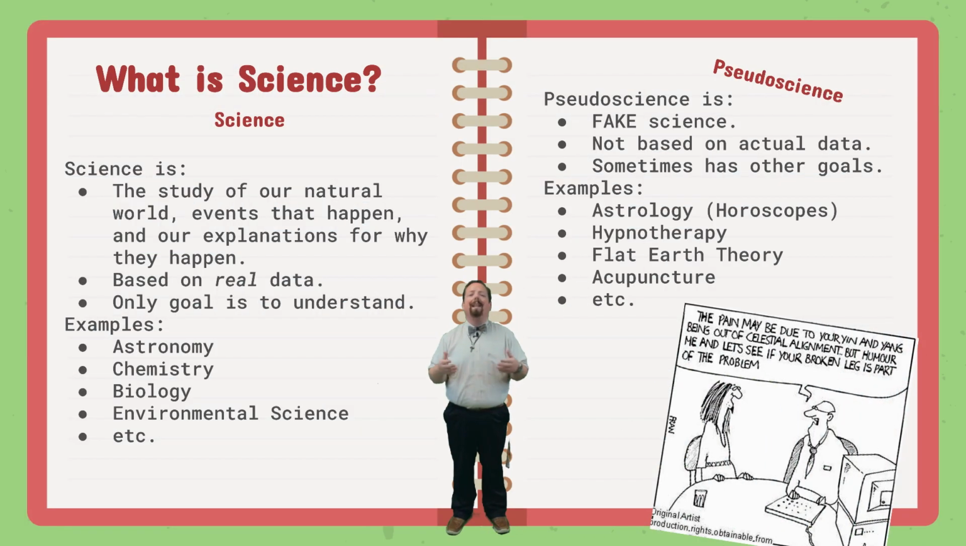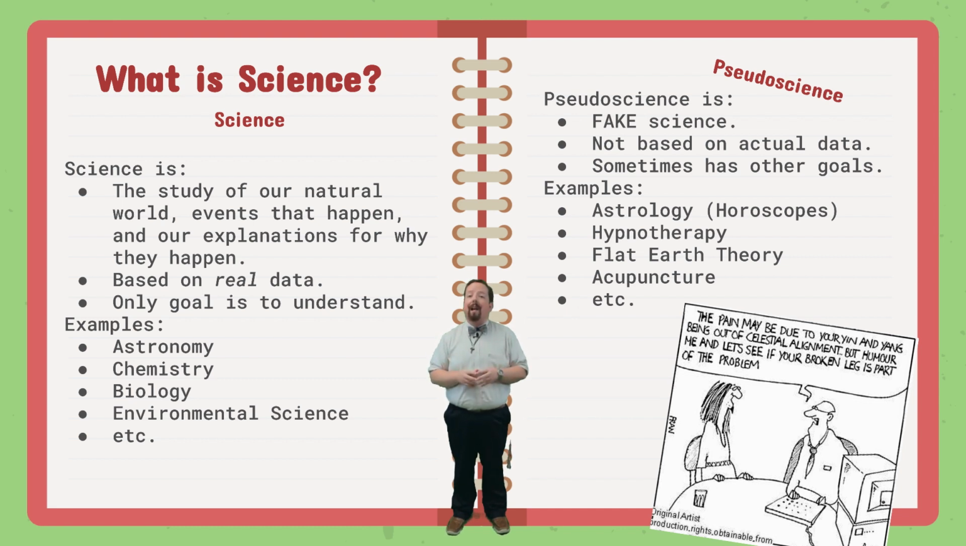First off, what is science? There are several definitions for science that you can find, but for us, we're going to define it as the study of our natural world, the phenomena or events that happen in it, and our explanations for why those phenomena happen. The most important thing to know about science is that it is based on real scientific data.